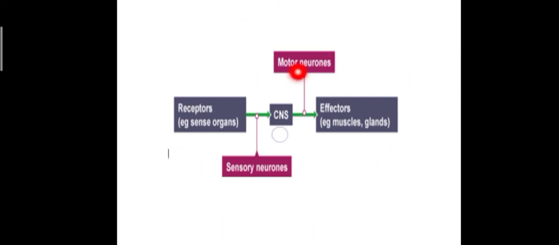This diagram is showing that receptors, for example the sense organs, sense a change, then sensory neurons carry the message from receptors to the central nervous system, and then motor neurons carry the message from the central nervous system to the effectors, for example muscles and glands.